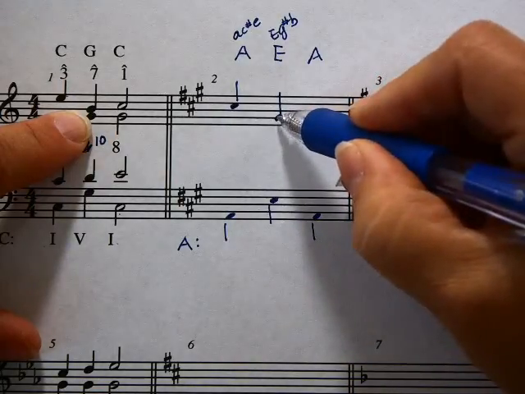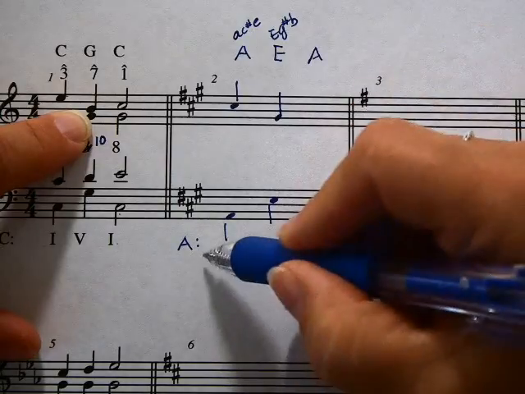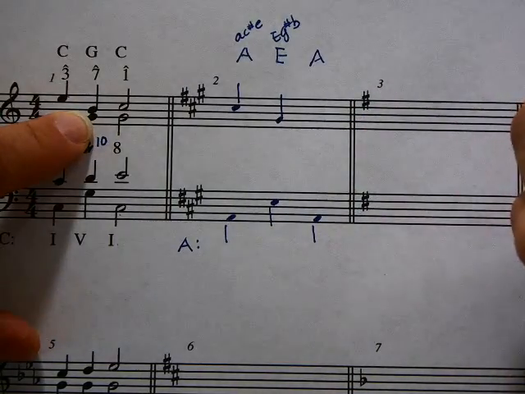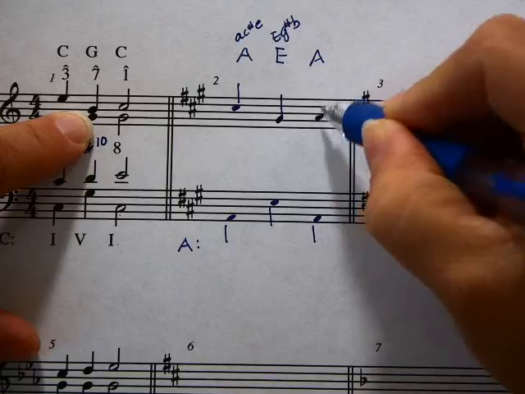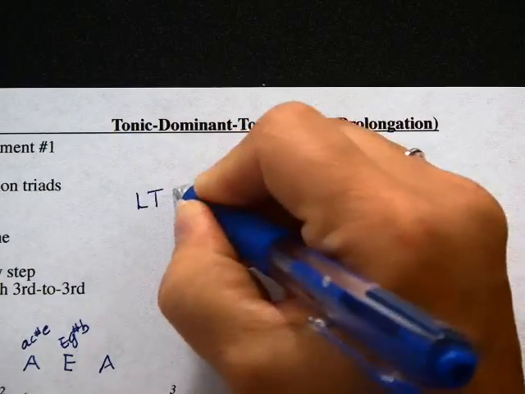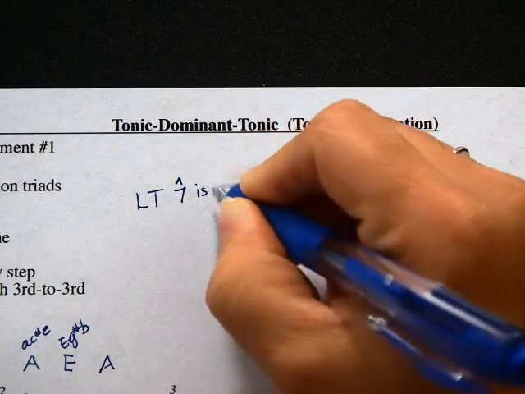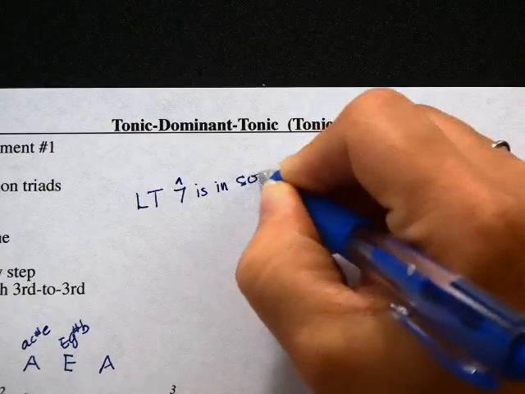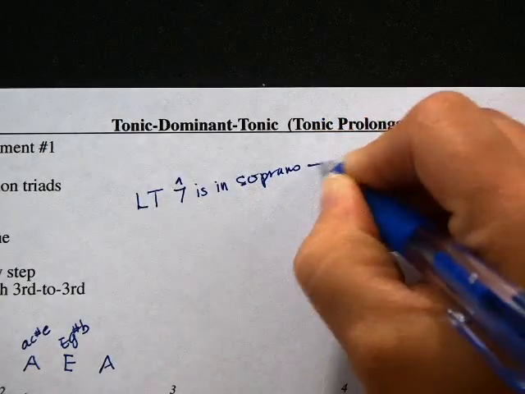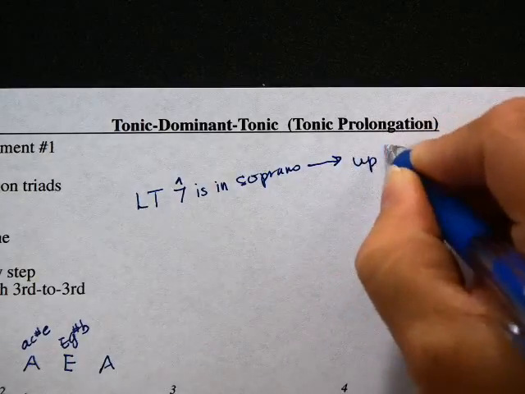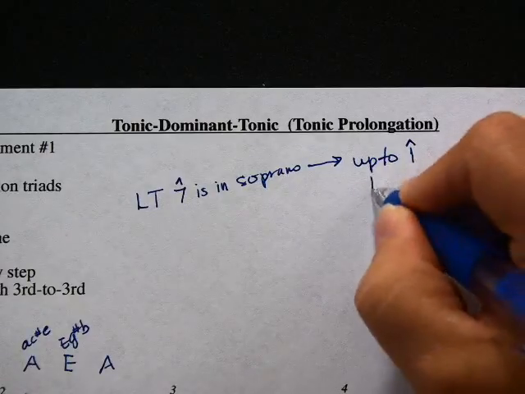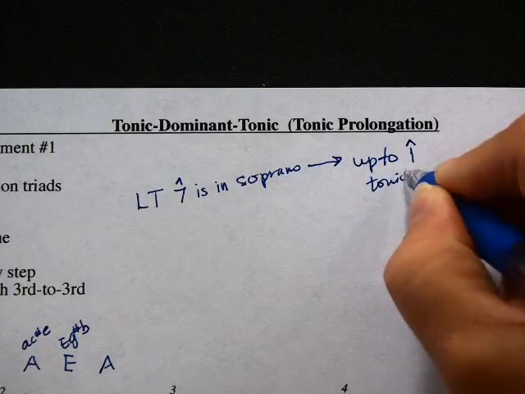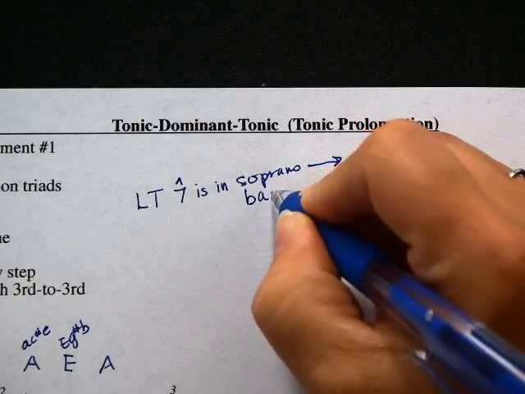G sharp is the leading tone in the key of A. A, B, C, D, E, F sharp, G sharp, A. G sharp, A. The leading tone in the soprano will return to tonic. Let me say that again. When the leading tone, which is scale degree 7, is in soprano, it will go up to tonic, up to scale degree 1, or you can call that scale degree 8, or you can say it goes up to tonic. The same is true if the leading tone is in the bass voice.